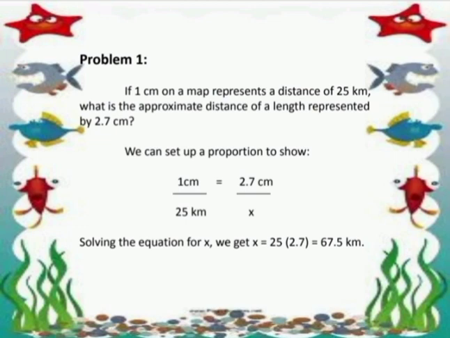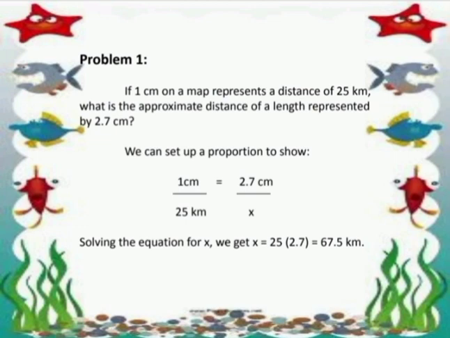This is how to solve scaling procedure. Problem 1. If 1 centimeter on a map represents a distance of 25 km, what is the approximate distance of a land represented by 2.7 cm? We can set up a proportion to show 1 cm over 25 km is equal to 2.7 cm over x.